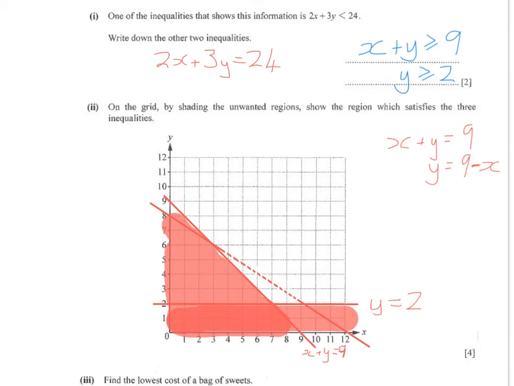Okay, and there we go. Now I've done my best to demonstrate that this is a dotted line. It has to be a dotted line. You will lose marks if it is not, because the dotted line means that we cannot have values on there. It is less than. It needs to be less than 24, the total price. If it's on that line, then that means the price is 24, and it should be less than.